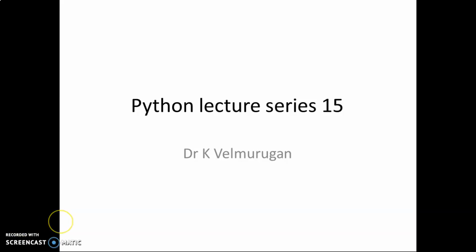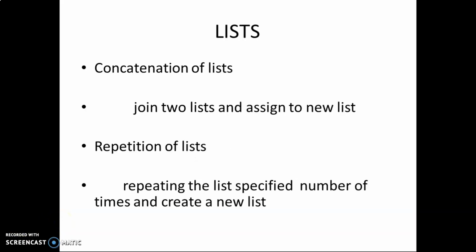We are continuing the topic list. Here we are going to see concatenation of list, that is joining two lists and assigning to a new list. That is, you are creating a new list by joining the contents of two lists. And next one is repetition of list, that is repeating the contents of a list for a specified number of times, and we can create a new list. So we will see examples for these two in Python code.